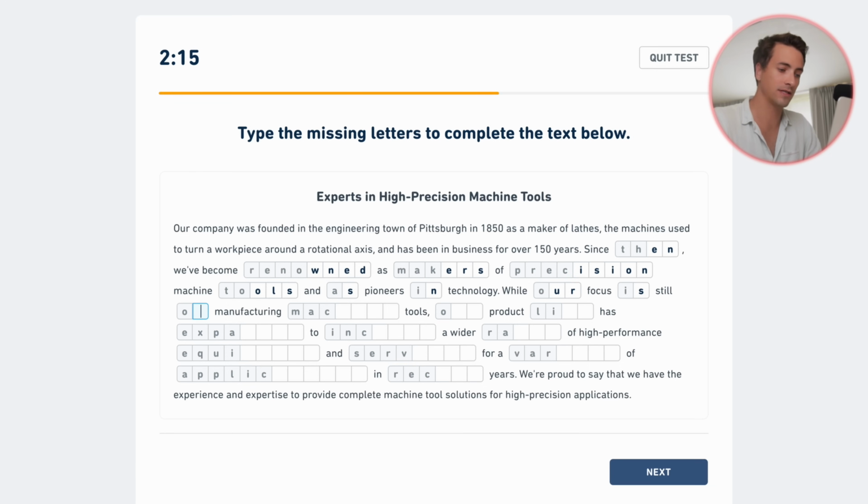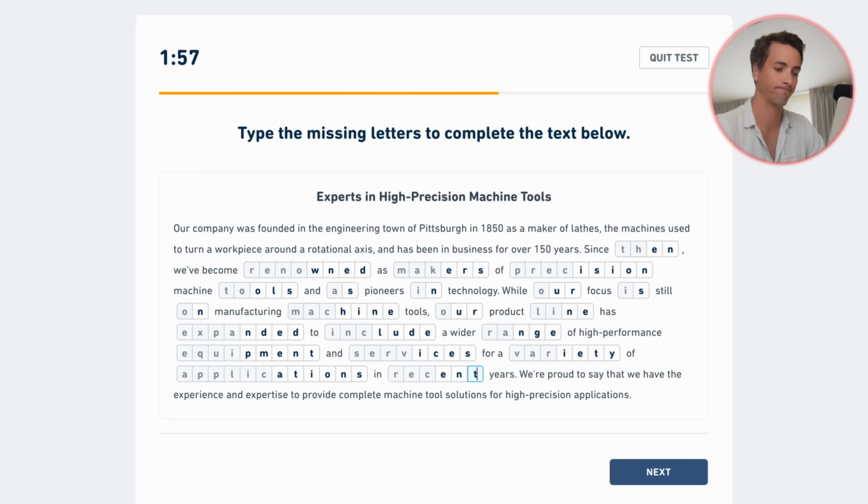While our focus is still on manufacturing machine tools, our product line has expanded to include a wider range of high-performance equipment and services for a variety of applications in recent years. This is another one I was able to get correct the first time through, right? But let's say, for example, that I couldn't figure out this one. Well, now that I've figured out the rest of the passage, it's going to be much easier to figure out what this incomplete word is. So that's the general strategy for this one.